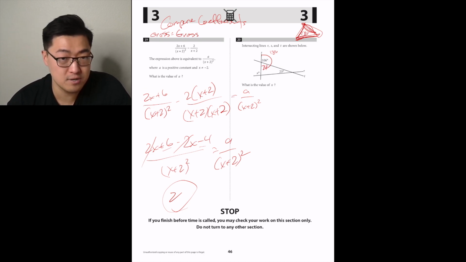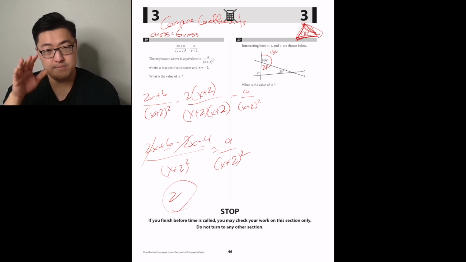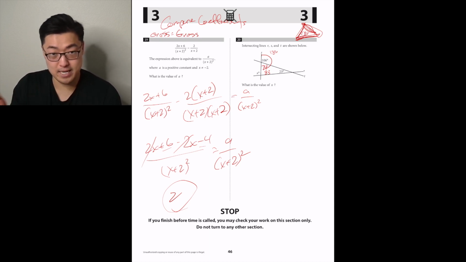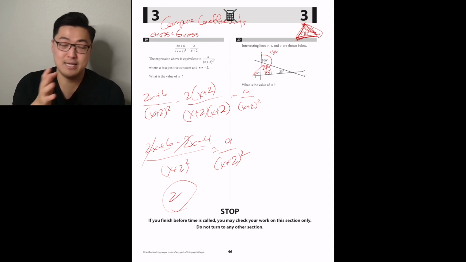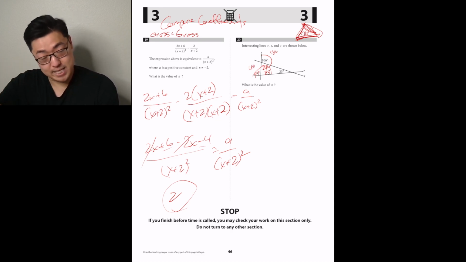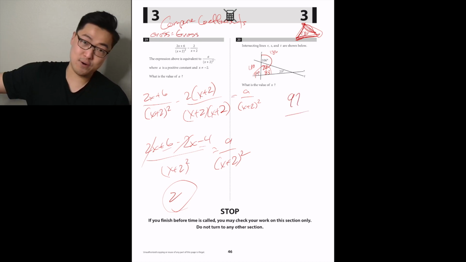Then 74 plus 23 plus the third angle of the triangle has to be 180. 74 plus 23 is 97. Then it has to equal 180, so 83. Then 180 is 83 plus x. x is 97, I think. Okay, section 4, go.